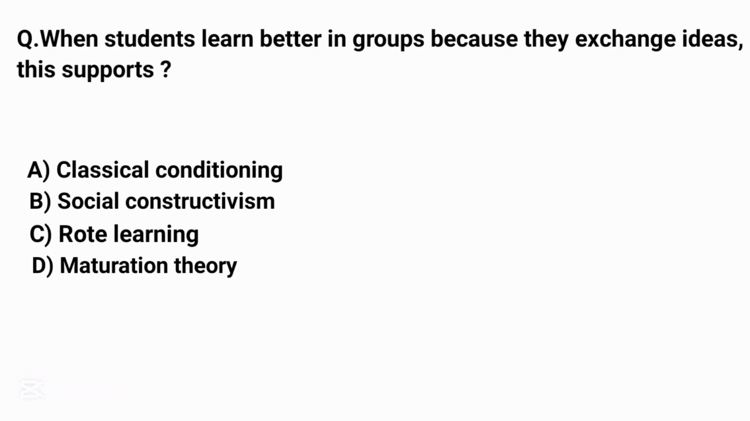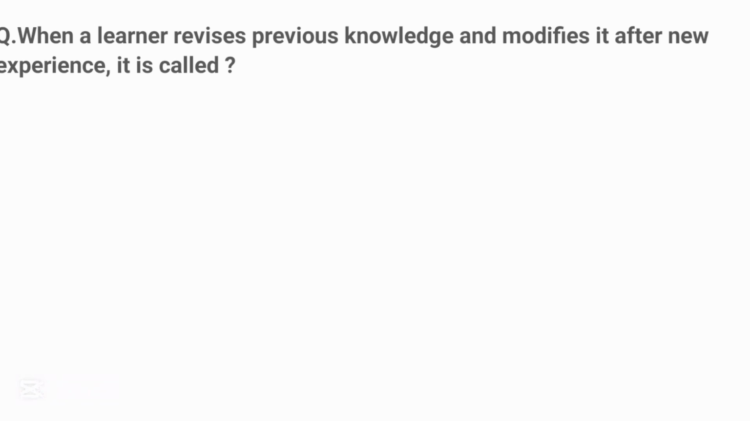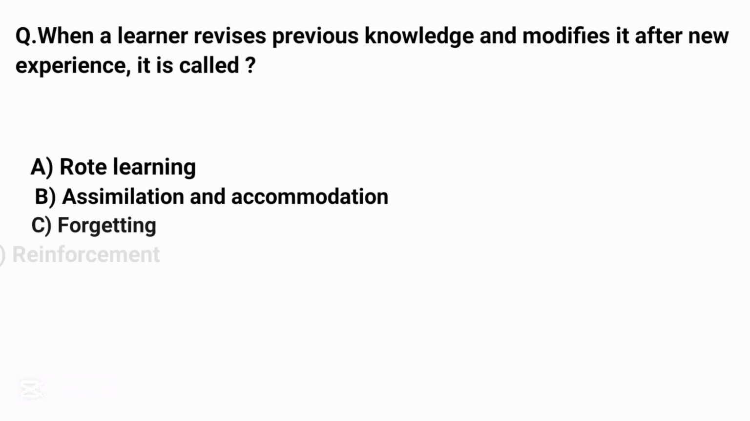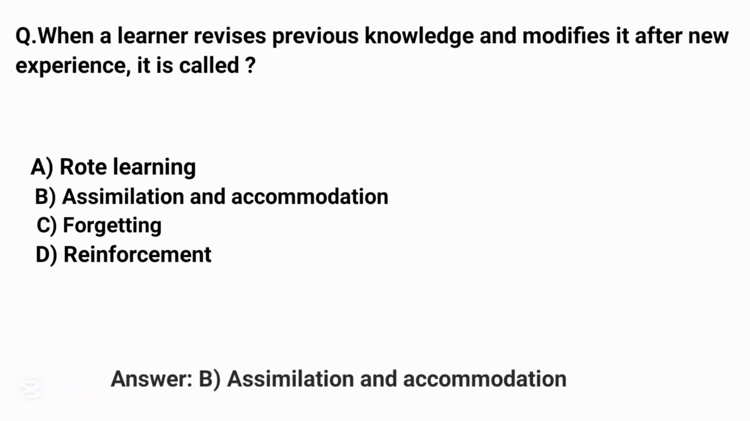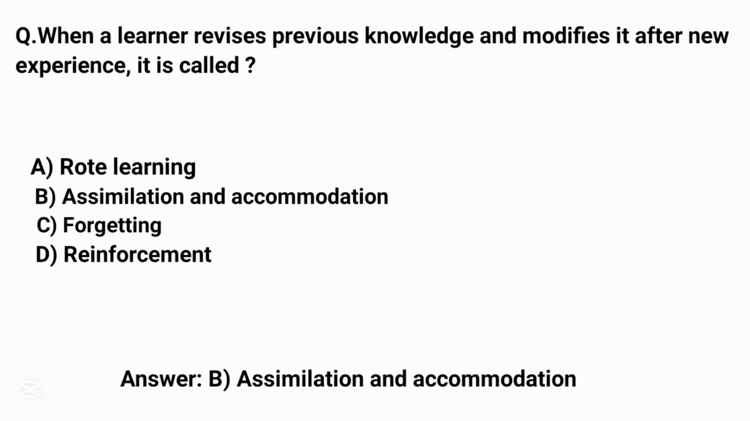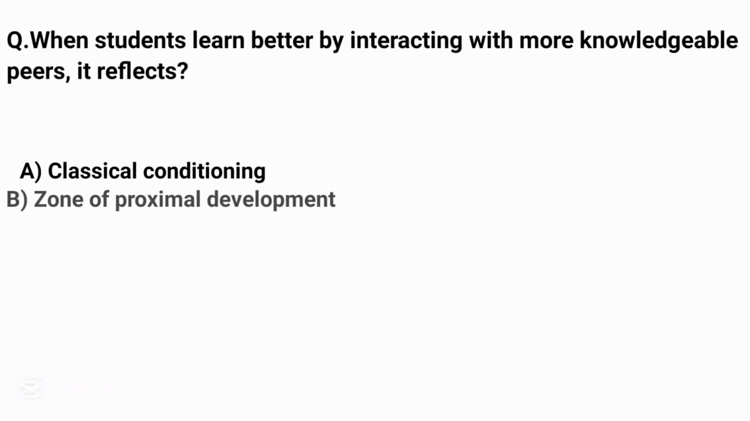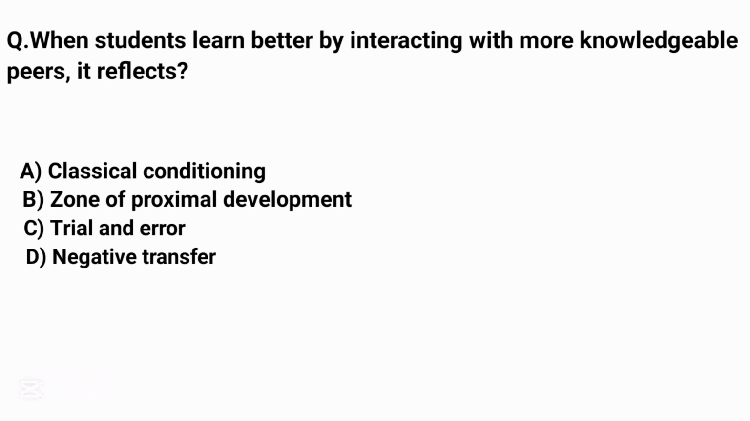Correct answer is option B. Social constructivism. When a learner revises previous knowledge and modifies it after new experience, it is called. Correct answer is option B. Assimilation and accommodation. When students learn better by interacting with more knowledgeable peers, it reflects. Correct answer is option B.